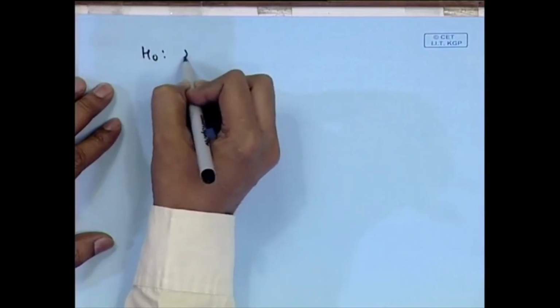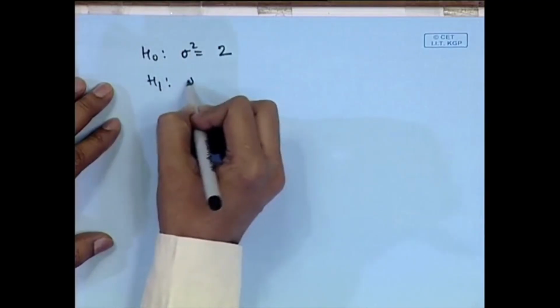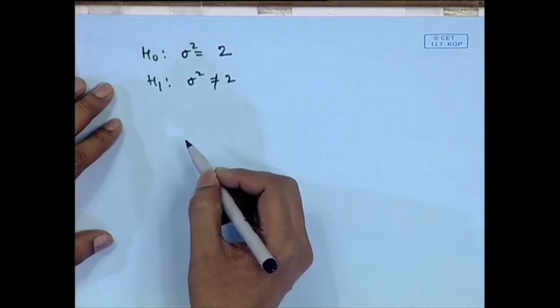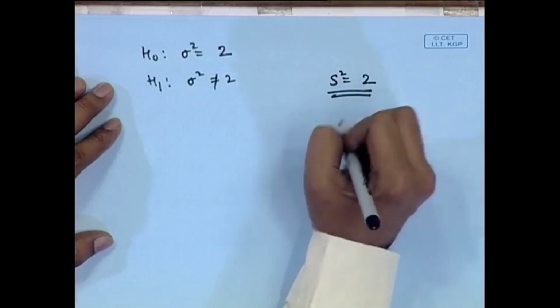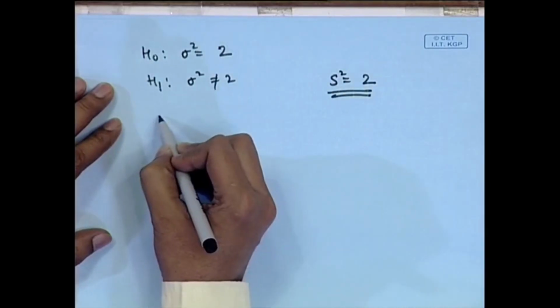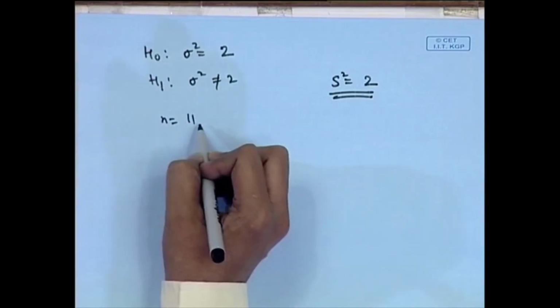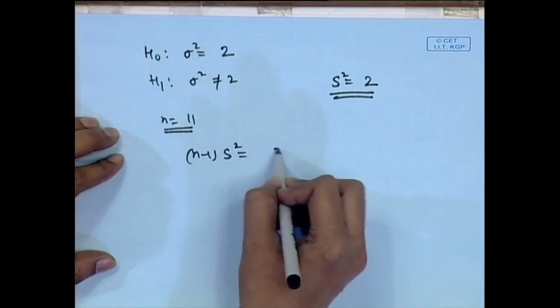If we are considering a two-sided hypothesis, in that case we may have something like H0: sigma square is equal to 2 against H1: sigma square is not equal to 2. Now, in this case what will happen? Suppose I have observed S square is equal to 2 itself. Then if I have considered a sample of size n is equal to 11, then you will have (n minus 1) S square is equal to 20.